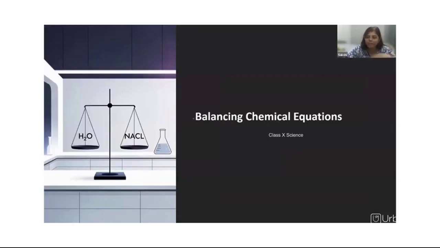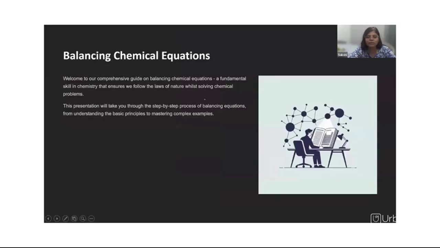So today the topic that we are going to study is balancing the chemical equations, right? Okay, let us dwell deeper. In this presentation, we are going to study step by step how to balance equations, what are the basic principles of balancing the equation, right?